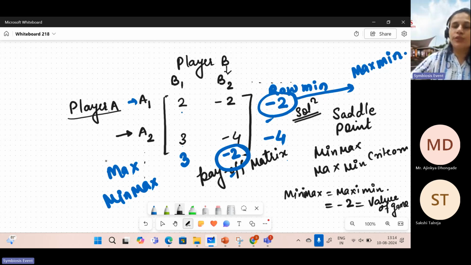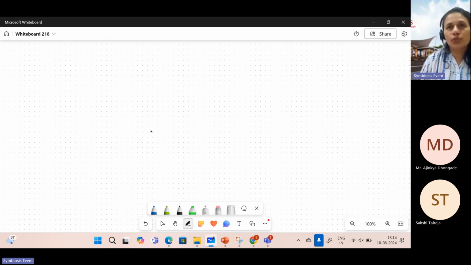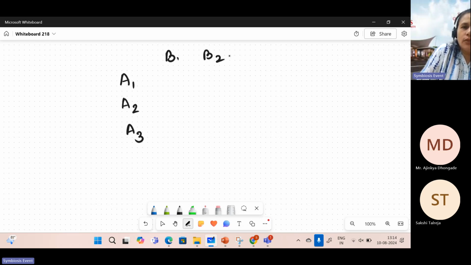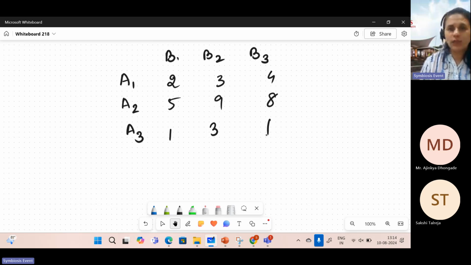So this is my first criterion that we did in the last class, that is your minimax. But today we learn that if this is not a simple 2 cross 2, it is a more complicated methodology. So let us have one more question. A1, A2 and A3, B1, B2 and B3. Right. And some payoff matrix is given: 2, 3, 4, 5, 9, 8, 1, 3, 1. Let's say I have randomly taken this as a matrix.